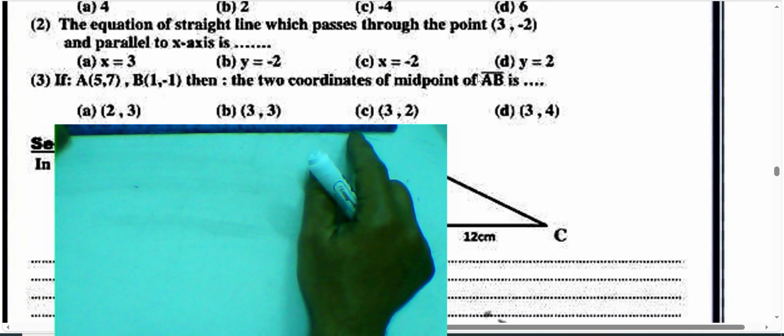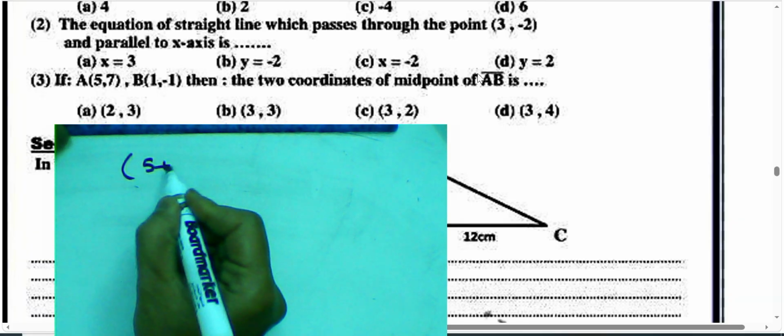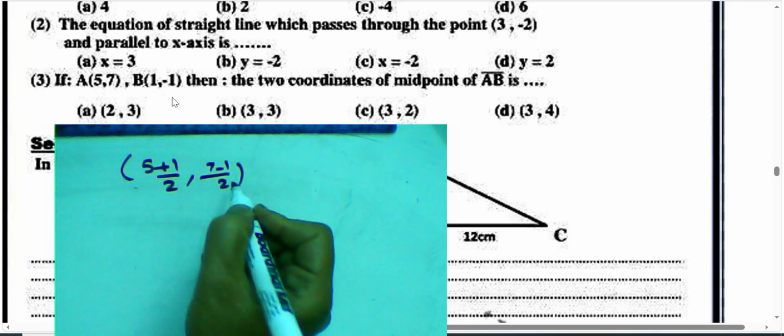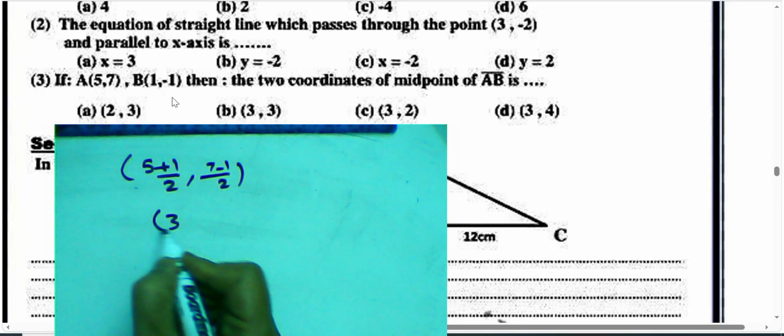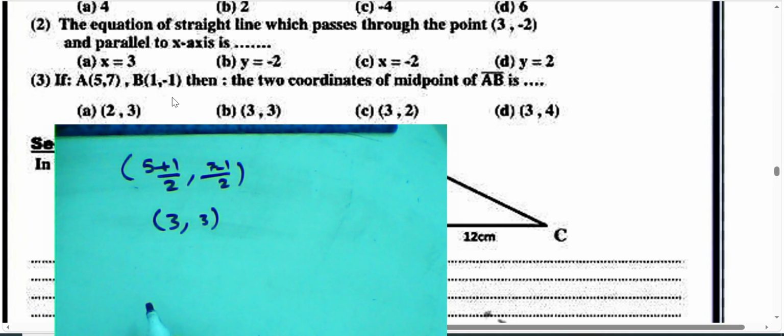Next question, number 3. We have A and B, two coordinates. Midpoint of AB will be what? We can write the midpoint as 5 plus 1 divided by 2, and 7 plus -1 divided by 2. That is 6 divided by 2 equals 3, and 6 divided by 2 equals 3. Also, the point will be (3, 3). Next question, we have a right angle triangle here.